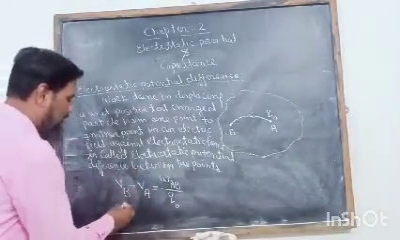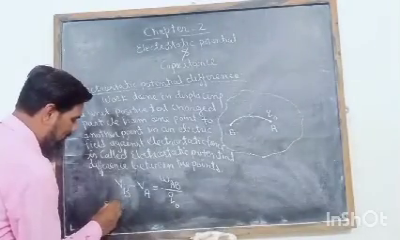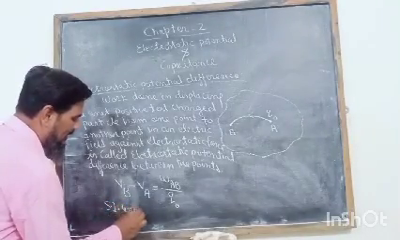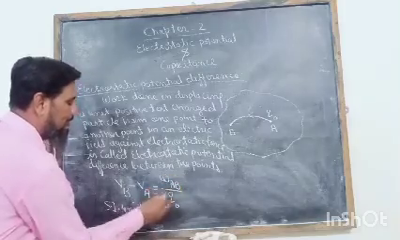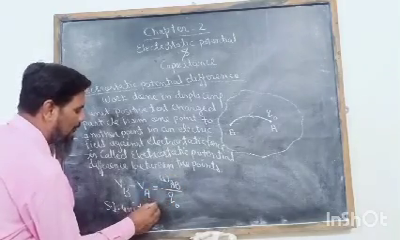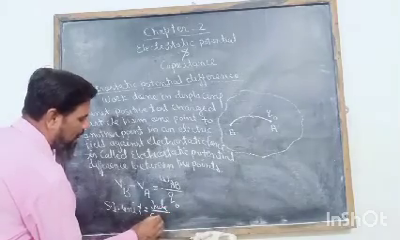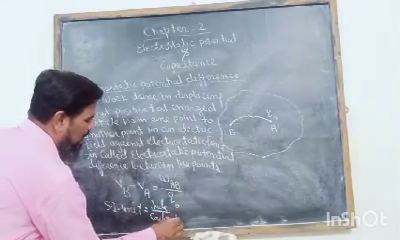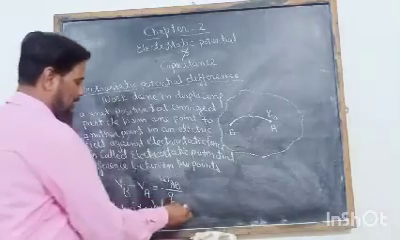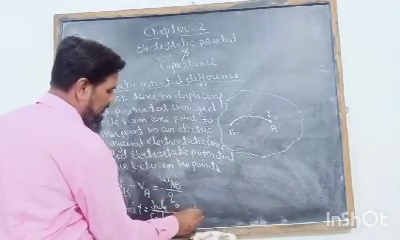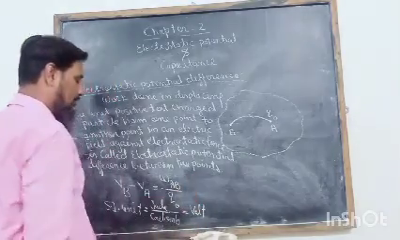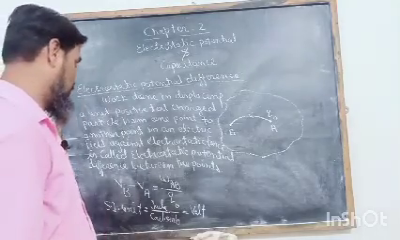And if we want to discuss the SI unit, the unit of work done is joule, divided by coulomb. So joule per coulomb is the unit, and it is termed as volt.